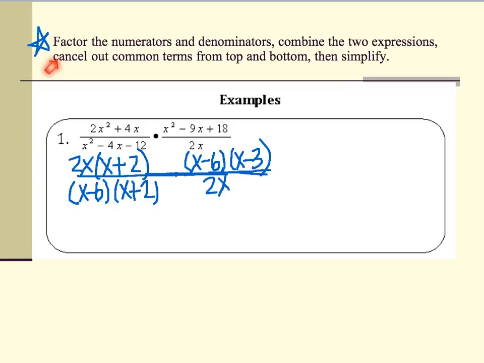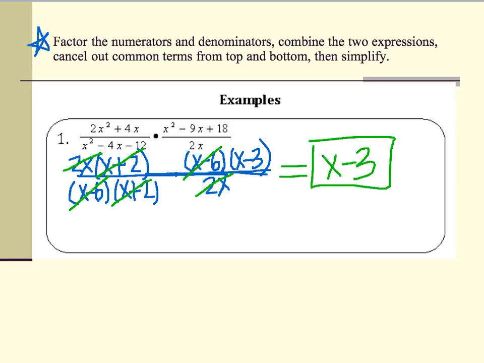Next, we want to cancel out the common terms from the top and bottom. So let's look at what we have in common. I have a 2x on the top and the bottom, so they'll cancel. I have an x plus 2 on the top and bottom. They cancel. And I have an x minus 6 on the top and bottom. They both cancel. So I'm left with just that x minus 3 on the top. So that's my answer.